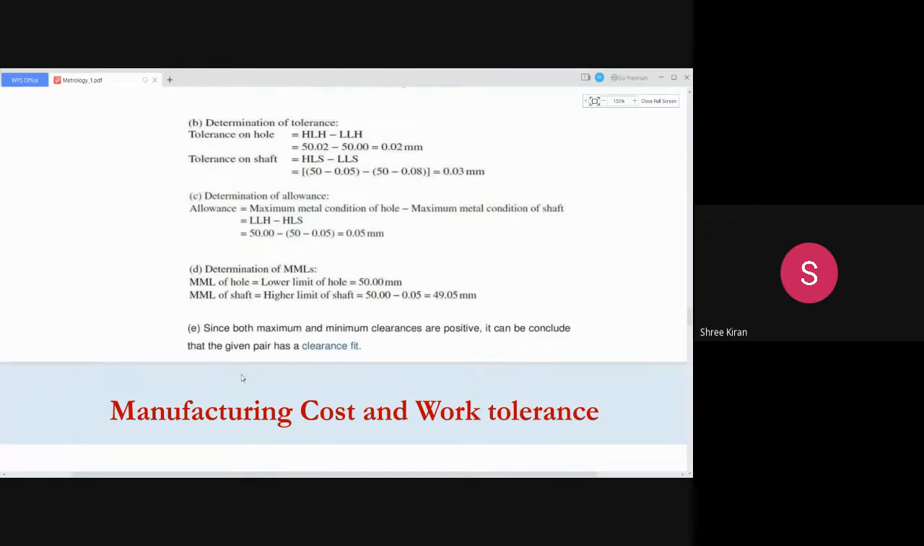So now, what is the difference between the clearance fit and interference fit? Nisab, could you tell me what is the difference between the clearance fit and the interference fit? Clearance fit, the tolerance zone of the hole is above the tolerance zone of the shaft. That's already told by Sarun. Sorry, Sarun. Now you tell me about the interference fit.